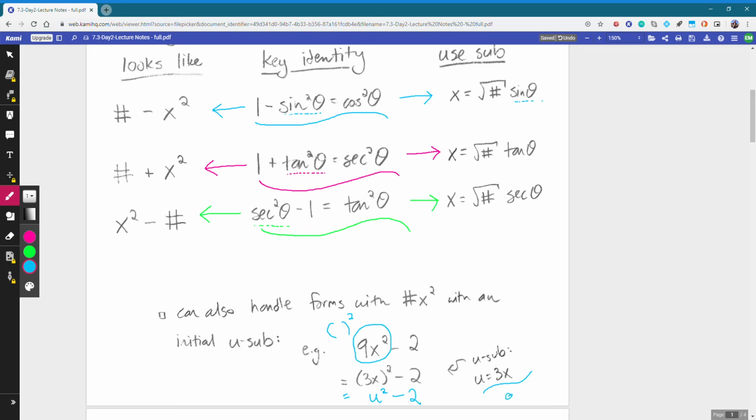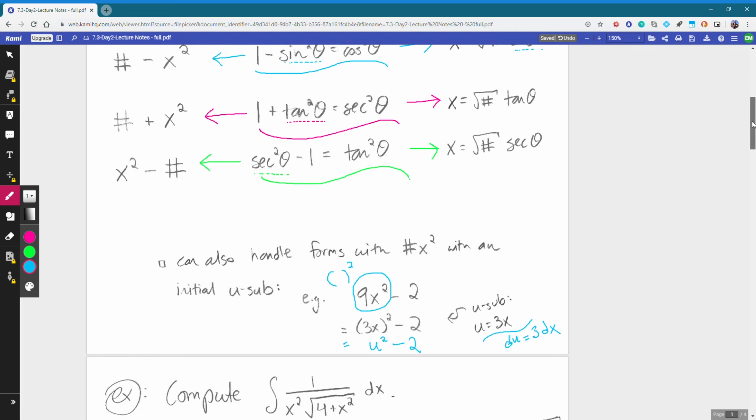But then we'll need to incorporate the differential there in the u sub. But that's how we can take care of that and make it look like one of the forms here in this list. All right, so without further ado, let's take a look at our example here.